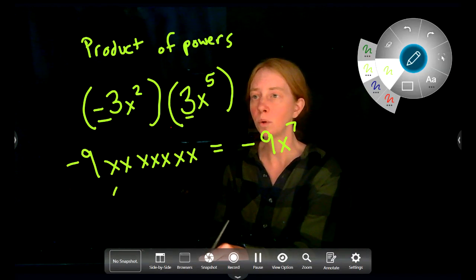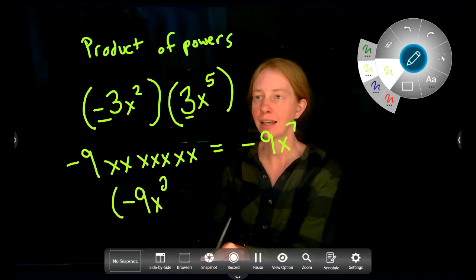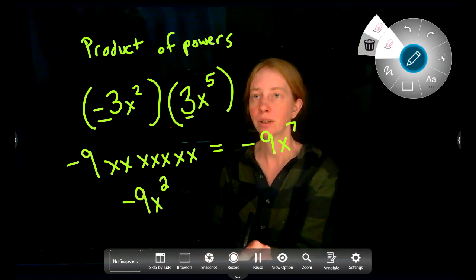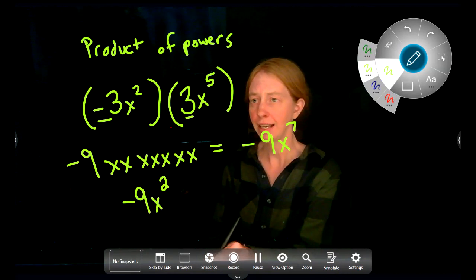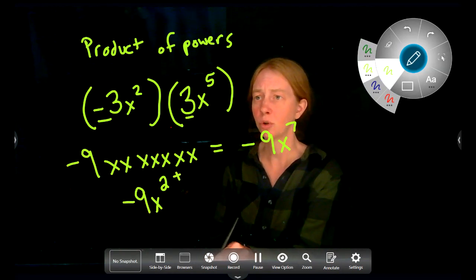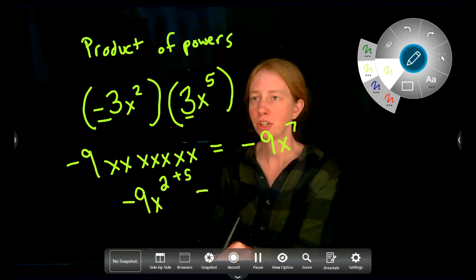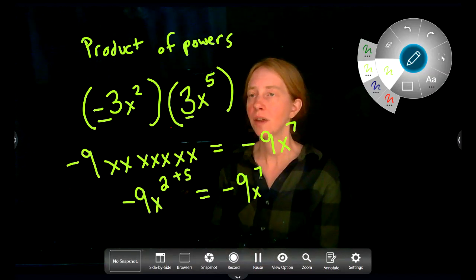And so that's our rule for this, and we can use that rule and write it like this. I don't know why I put parentheses out front. We did not need those anymore. Okay, so negative 9 x to the 2 plus 5, which equals negative 9 x to the 7th. So that's the rule, the product of powers.